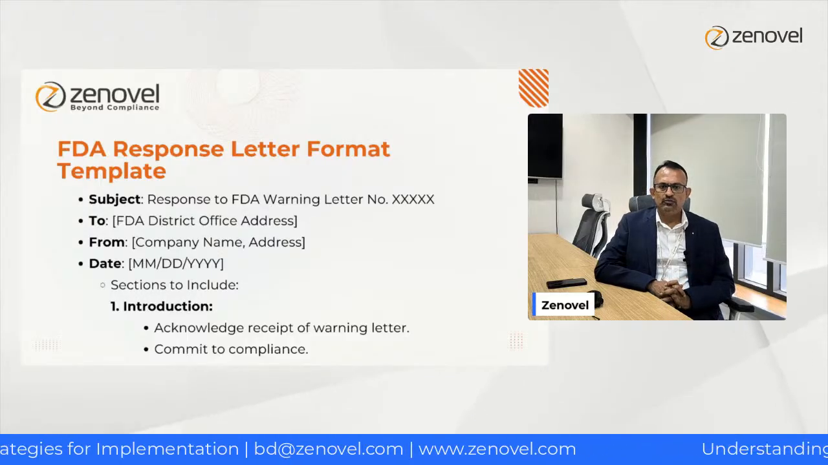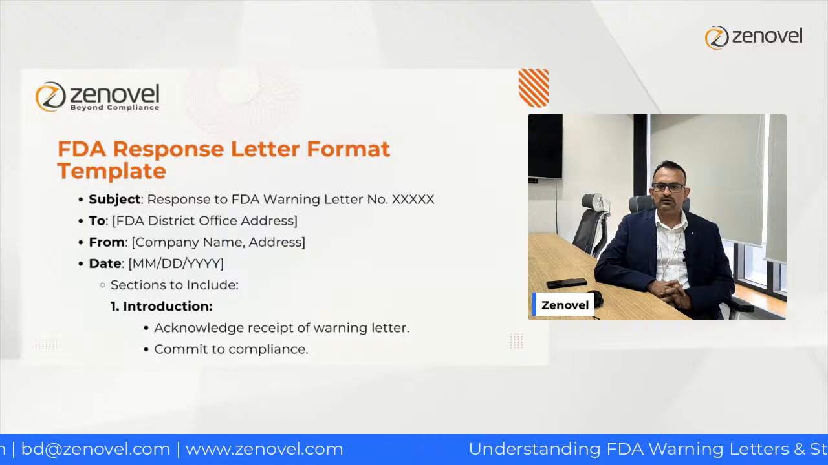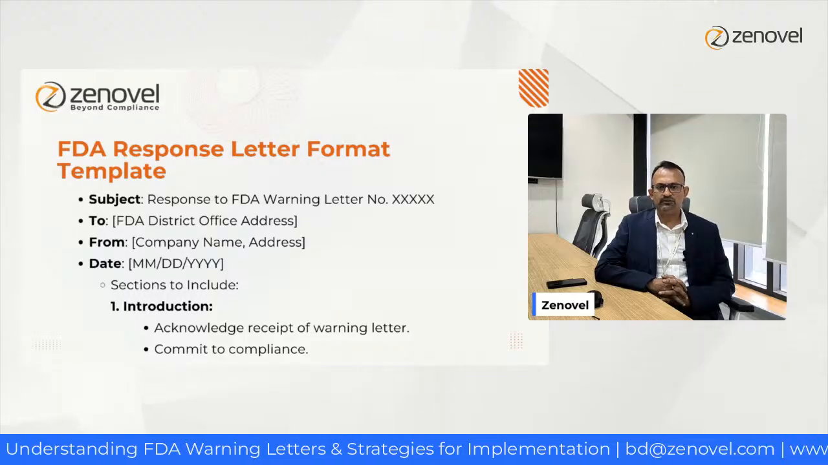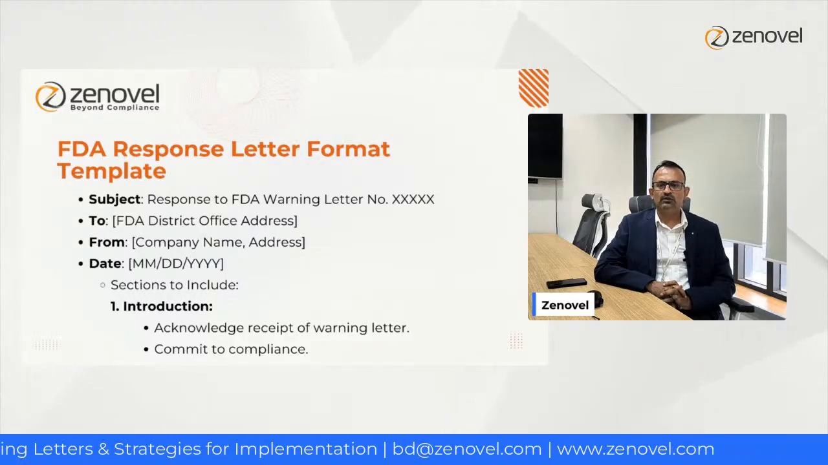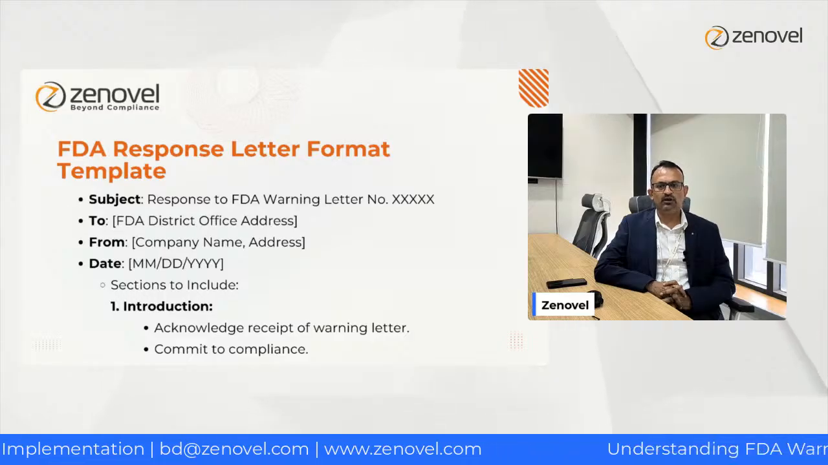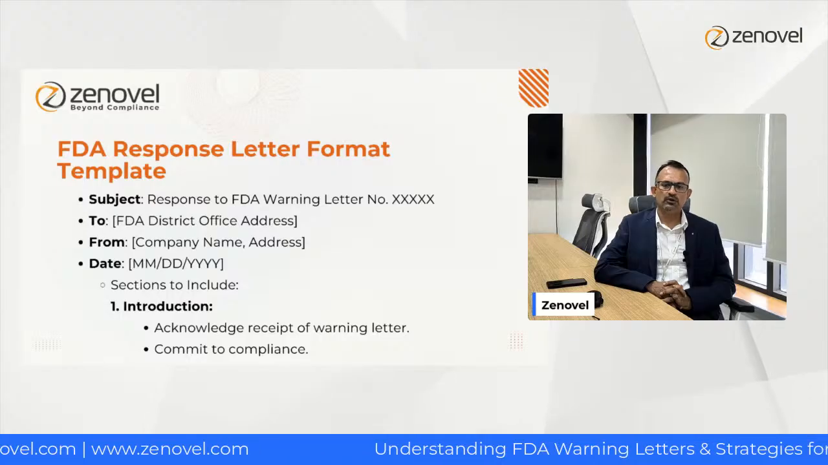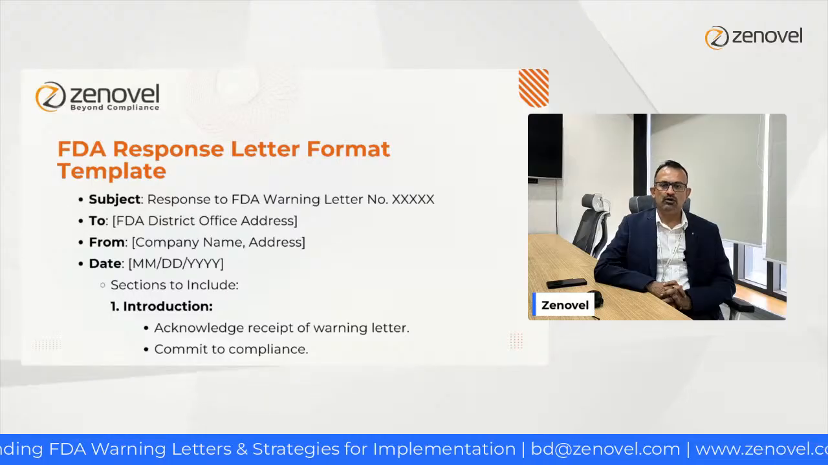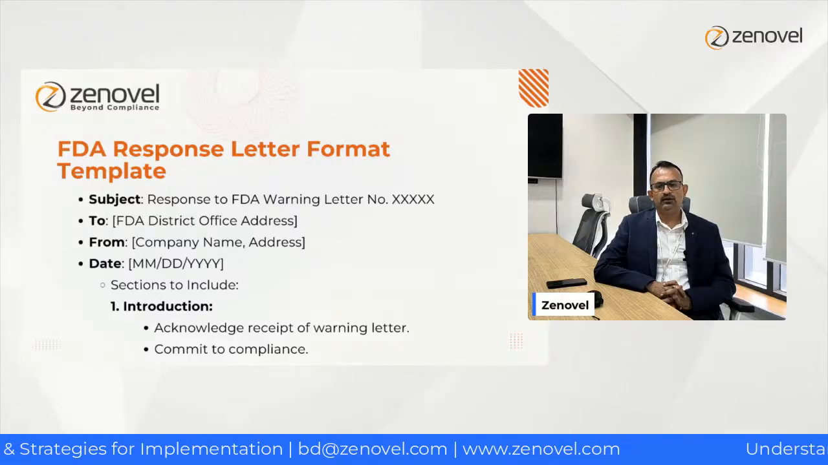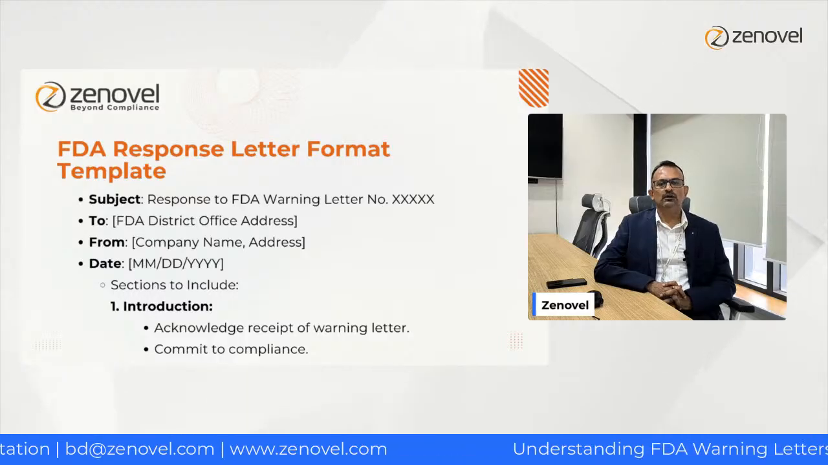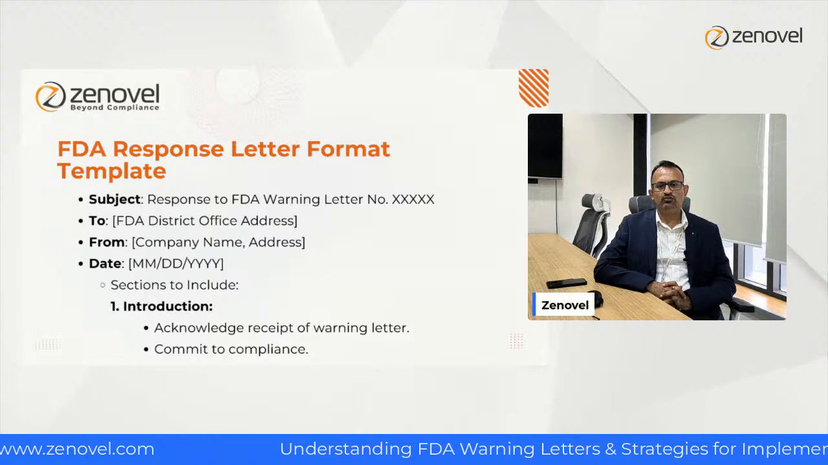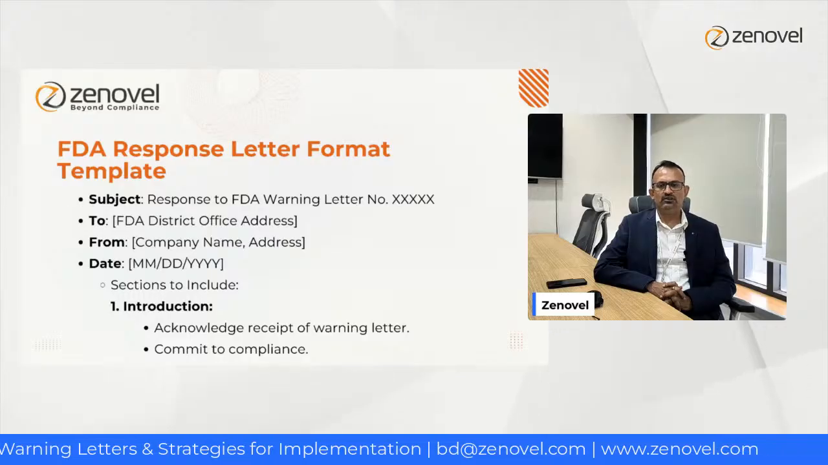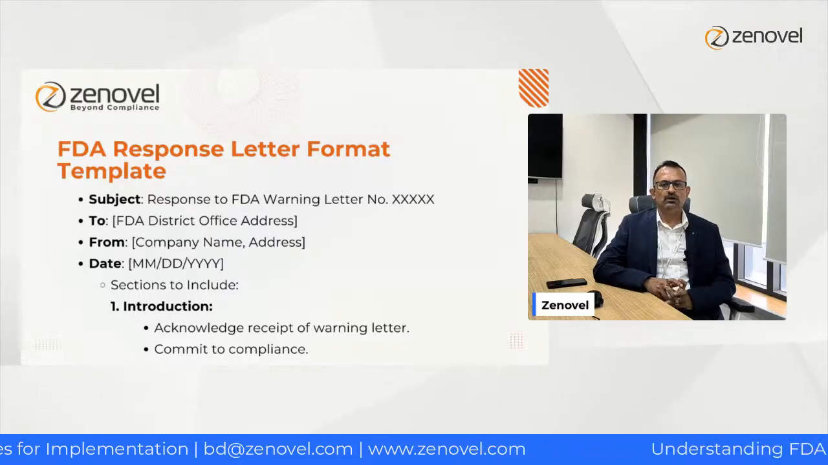Sure, Rakesh bhai. So here I have provided the template for answering the FDA observations. It includes the subject. In the subject, response to the FDA warning letter, we have to give the reference of the particular letter number and then address it to the FDA district office. Then from is our company address. Then the date of the response, and the sections to be included. First is the introduction. It includes acknowledging receipt of the warning letter and committing to compliance.